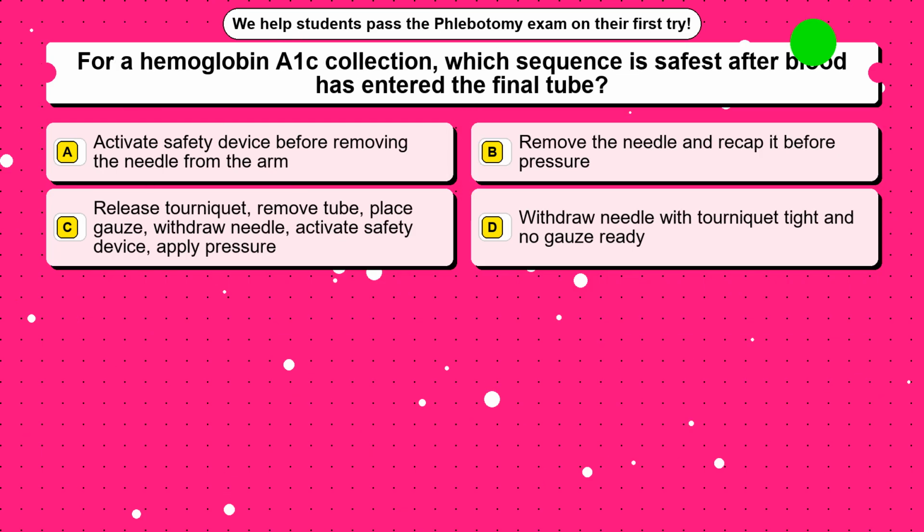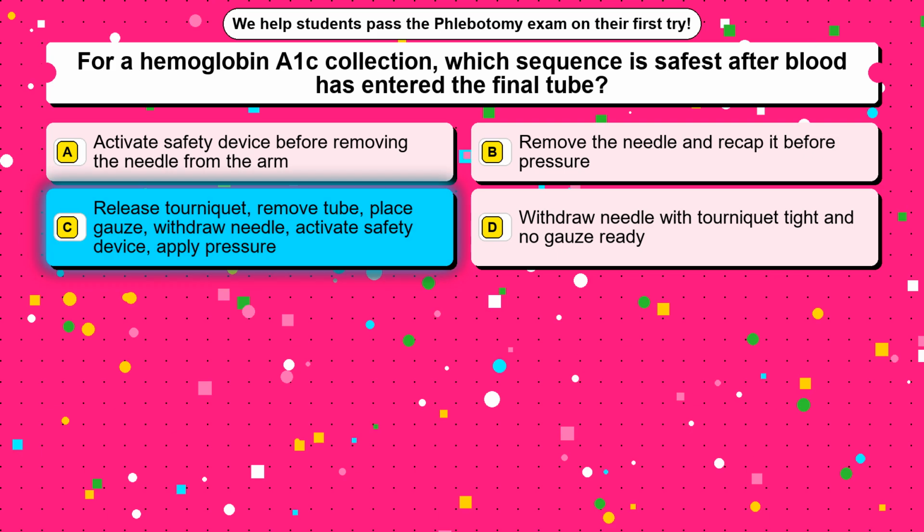Question 95. For a hemoglobin A1C collection, which sequence is safest after blood has entered the final tube? Option A. Activate safety device before removing the needle from the arm. Option B. Remove the needle and recap it before pressure. Option C. Release tourniquet, remove tube, place gauze, withdraw needle, activate safety device, apply pressure. Option D. Withdraw needle with tourniquet tight and no gauze ready.